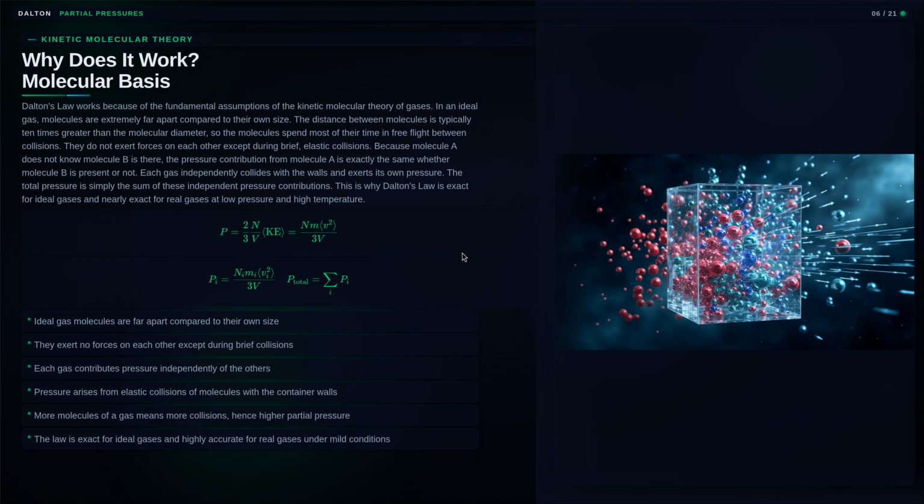They do not exert forces on each other except during brief elastic collisions. Because molecule A does not know molecule B is there, the pressure contribution from molecule A is exactly the same whether molecule B is present or not.